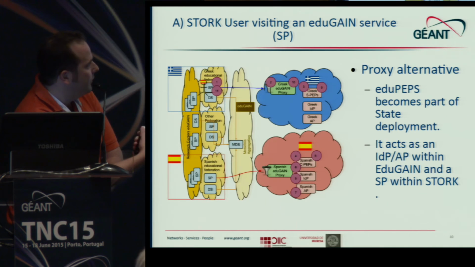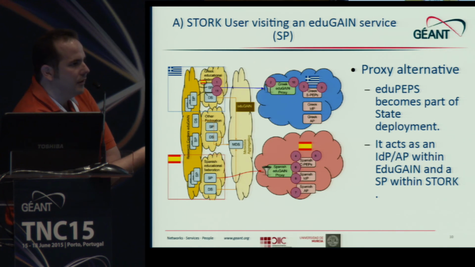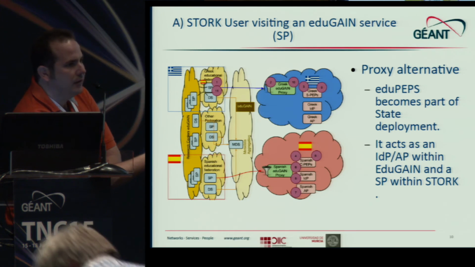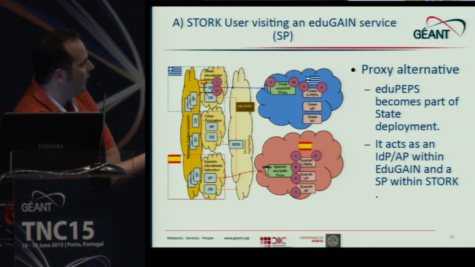Meanwhile, on the proxy alternative, this same user would go to the service-related eduGain proxy, which is within Stork, and here it would be acting as a service provider from Stork. So the user would be asked again, what's your country? And would go to the local, so the country service PEPs, which would be the one that would go to the user PEPs, and then again recover the attributes.